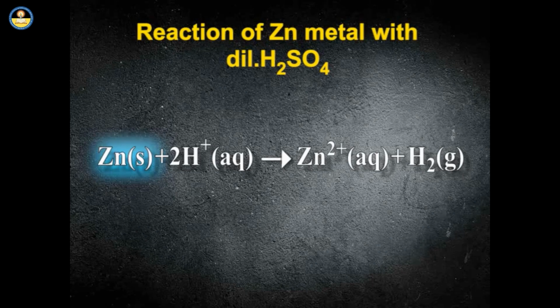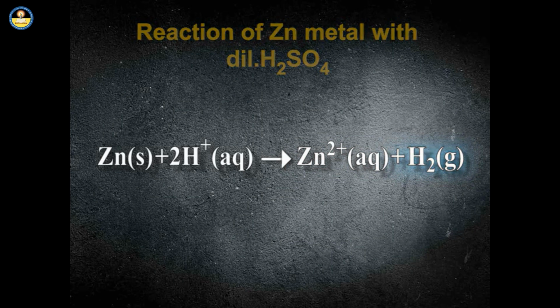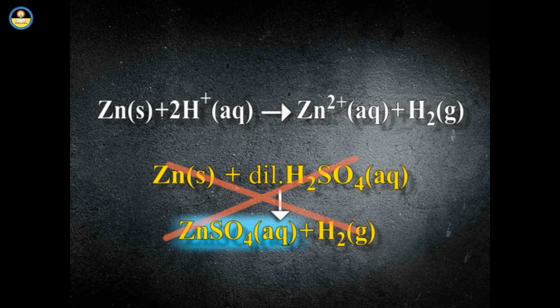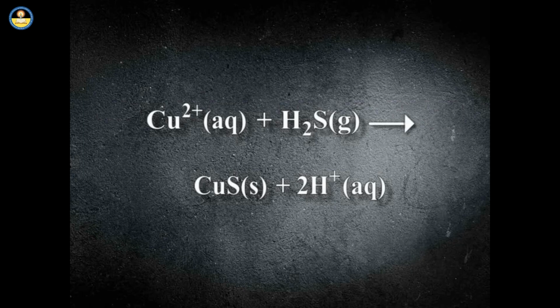Zn(s) reacts with 2H⁺(aq) to give Zn²⁺(aq) and H₂ gas. This is instead of writing Zn(s) reacts with dilute H₂SO₄ to give ZnSO₄(aq) and H₂(g). We will take another example.